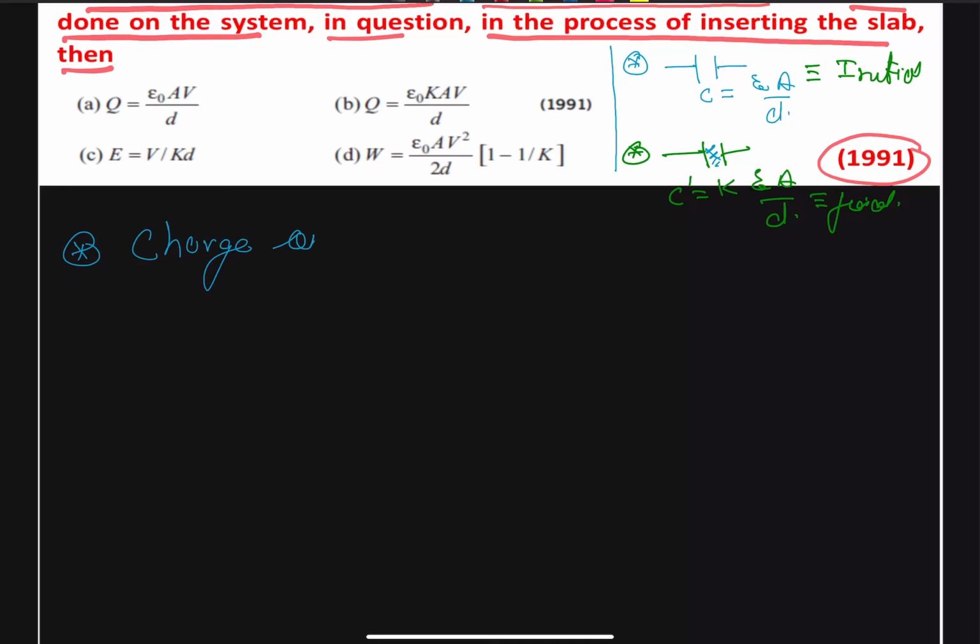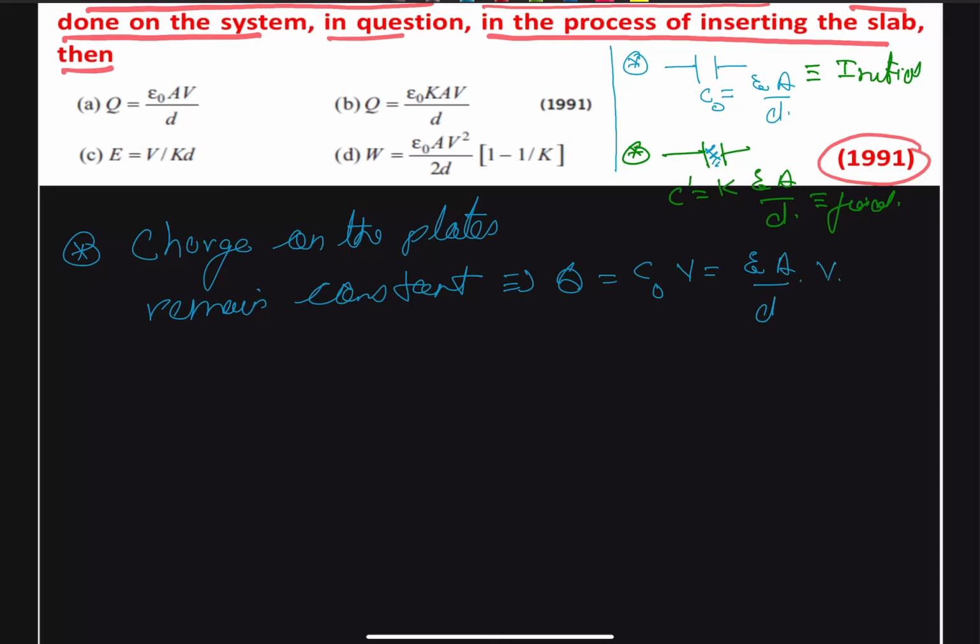The charge on the plates remains constant. Therefore, we can say our Q will be equal to, let us call this C naught, the initial capacitance. So this will be C naught multiplied by the potential, that is V. And we substitute the value of C naught, so this comes as epsilon naught A upon d multiplied by V.